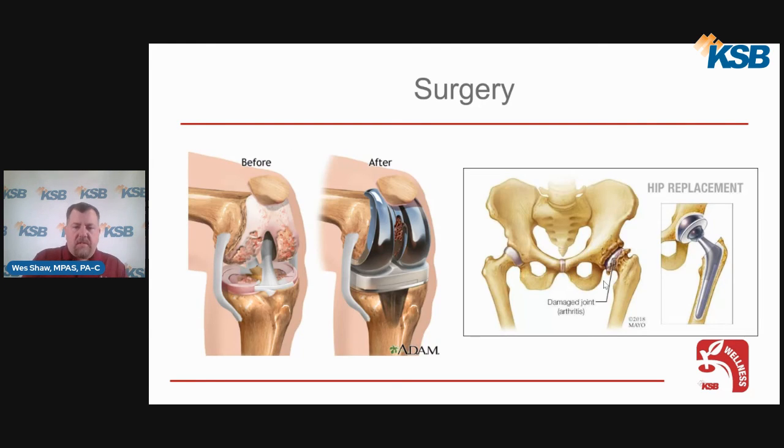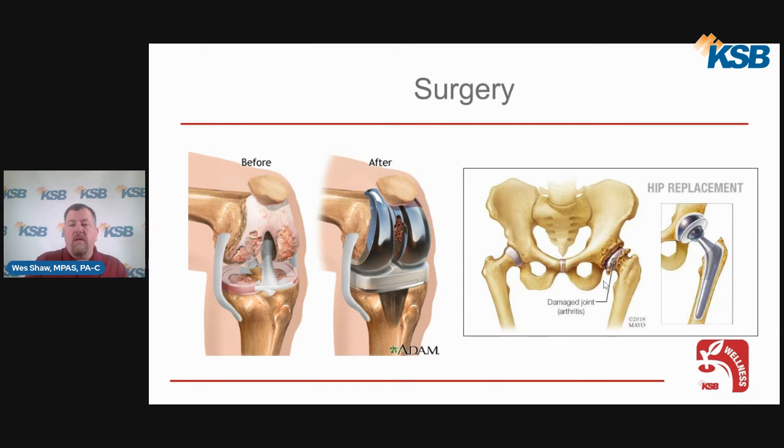From the surgical standpoint, knee replacements or hip replacements are the definitive treatment for arthritis. With the knee replacement surgery, we remove the arthritic portion at the end of the femur and the tibia, here you see on the pictures, and replace them with metal and hard plastic components.